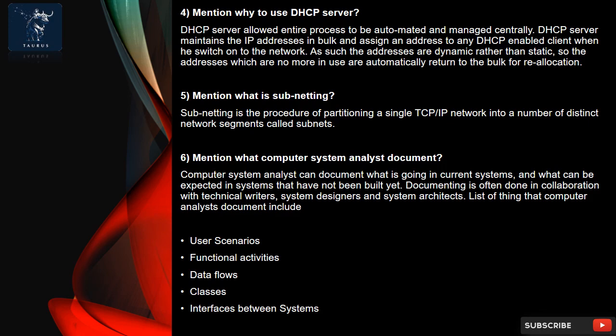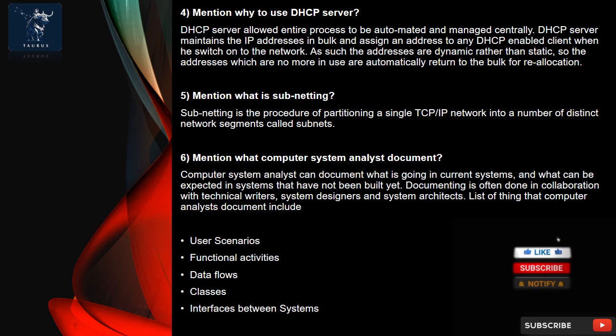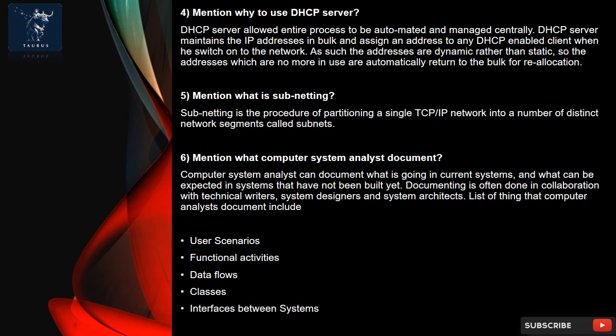6. Mention what computer system analyst document. Computer system analyst can document what is going in current systems, and what can be expected in systems that have not been built yet. Documenting is often done in collaboration with technical writers, system designers, and system architects. List of things that computer analysts document include: user scenarios, functional activities, data flows, classes, interfaces between systems.